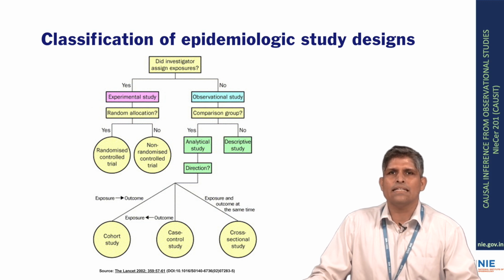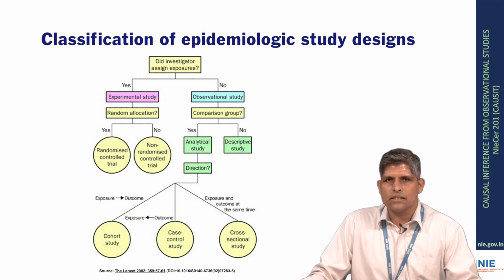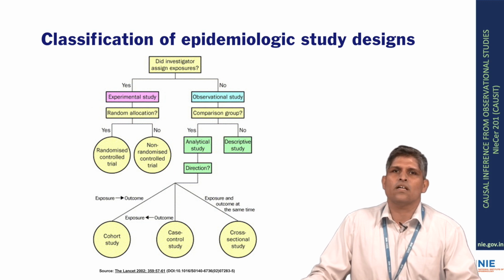Depending on whether there is a comparison group, the observational studies are classified into analytical studies and descriptive studies. If there is a comparison group where we can infer on association, then the study design is called as analytical study. When there is no comparison group, that is, we cannot infer on association, then the study design is called as descriptive study. Basically, these are single group study, while analytical studies are more than one group studies.